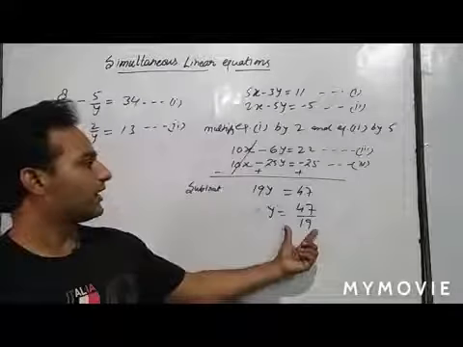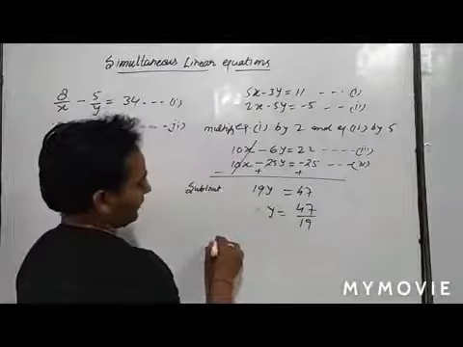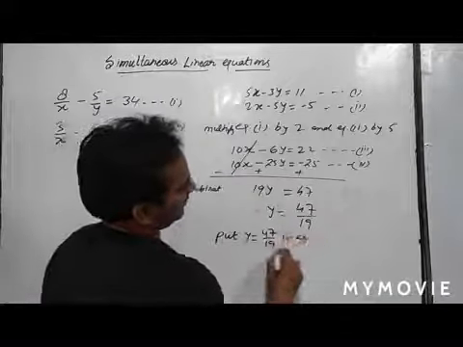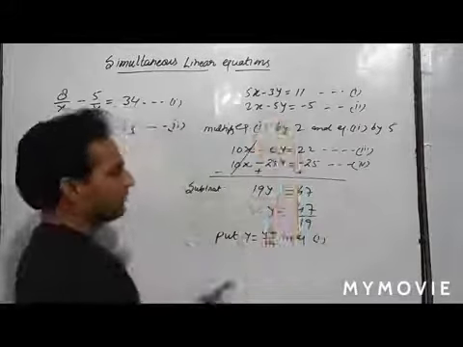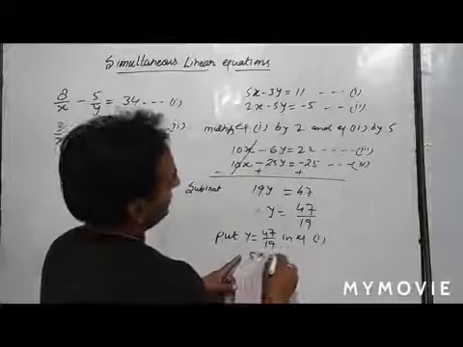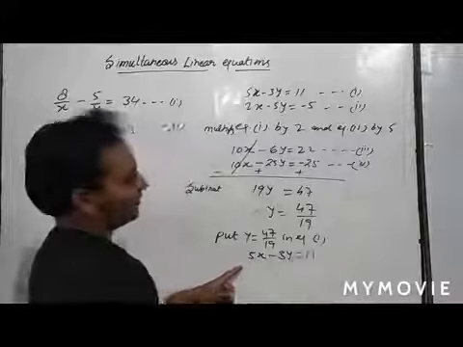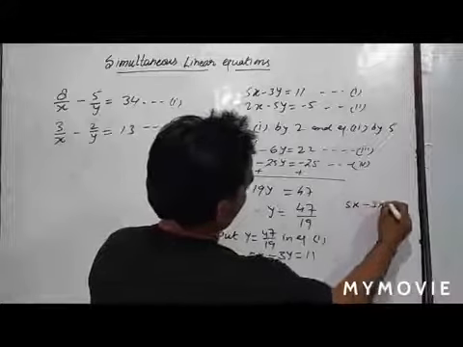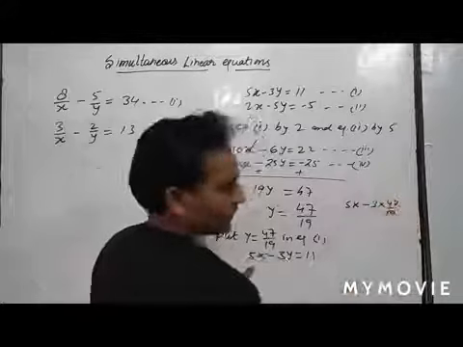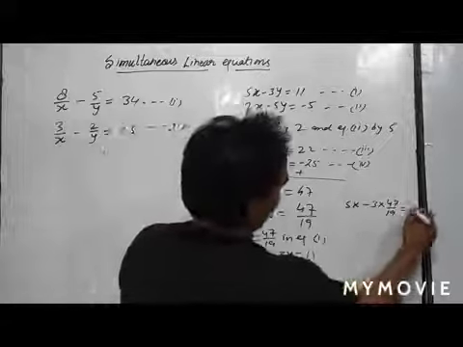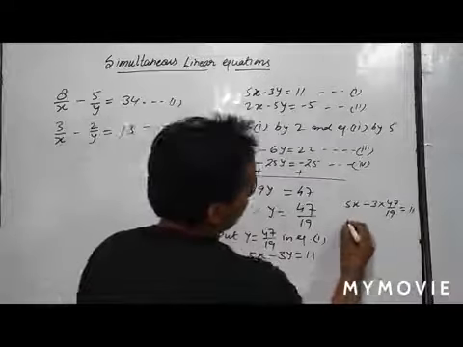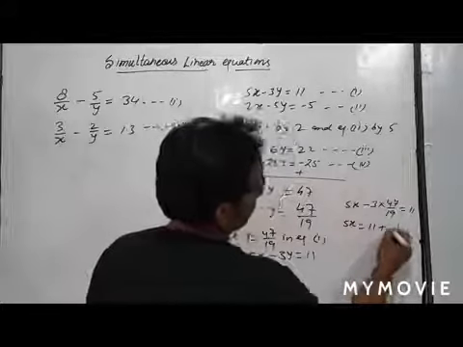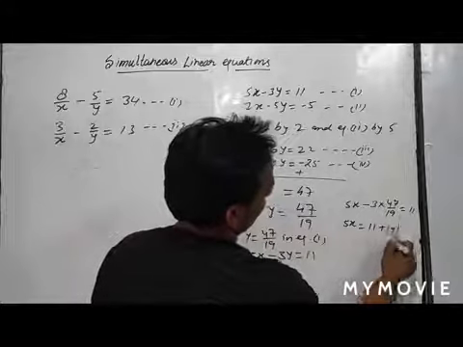So we have got the value of y, and now put this value of y, y is equal to 47 by 19, in equation number 1 or in equation number 2, anywhere. So 5x minus 3y is equal to 11. We need to put the value of y in this. So 5x minus 3 into 47 upon 19 is equal to 11. So 5x is equal to 11 plus 3 7s are 21, 3 4s are 12, and 2 14 upon 19.